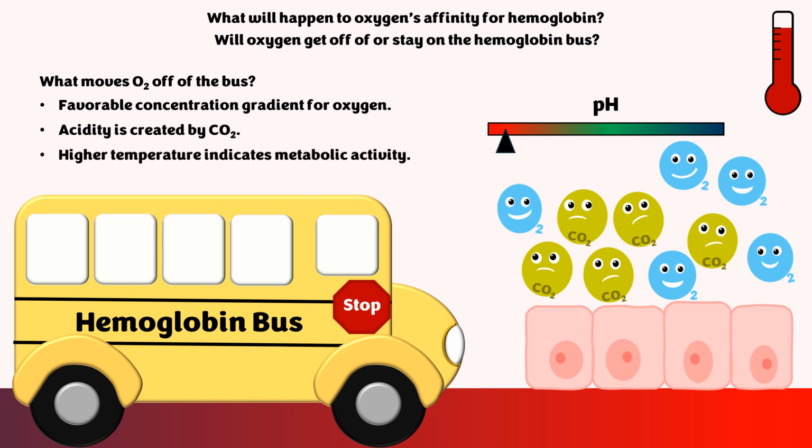And then temperature basically tells us that we've got high metabolic activity. The cells at the tissue level have used up the oxygen that was available to them, produced this byproduct carbon dioxide, which is now populating the tissues, and in the process generating a higher temperature. And this is another signal to the oxygen on the hemoglobin bus that it's okay to depart.